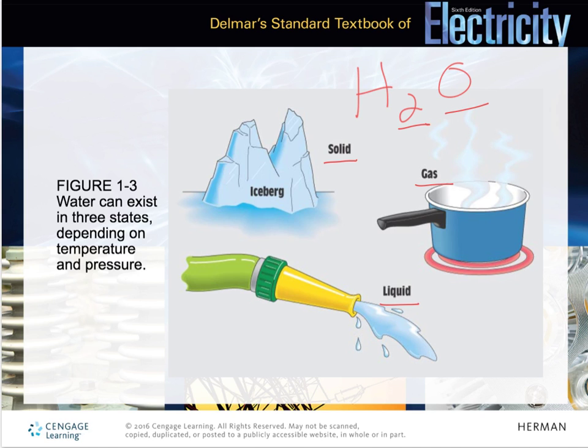So here's an example of matter. Matter existing in three different states. A solid, a gas, and a liquid. And you can see here, looking at the chemical equation, that water is a molecule because it's made up of its elements. It has 2 parts of hydrogen, that's what the 2 stands for, and it has 1 part of oxygen. We call it H2O.